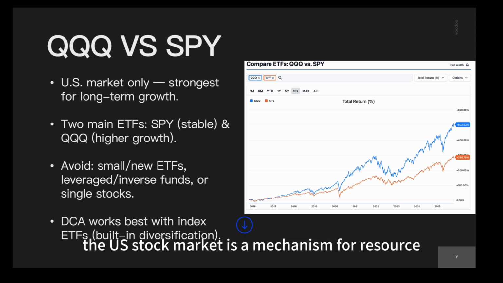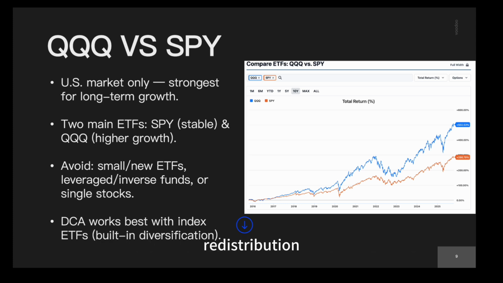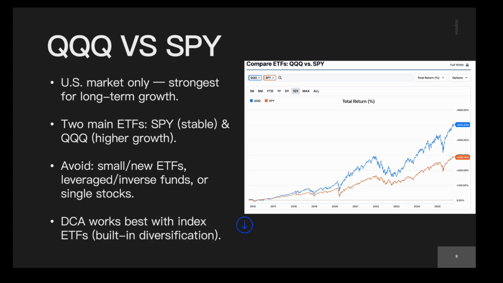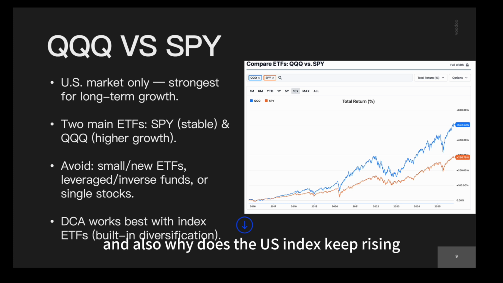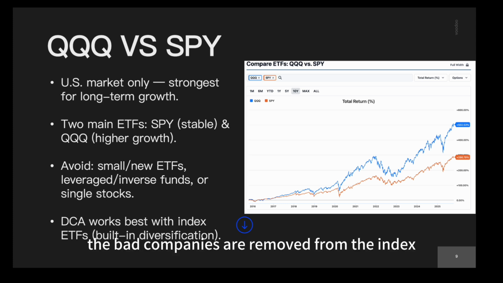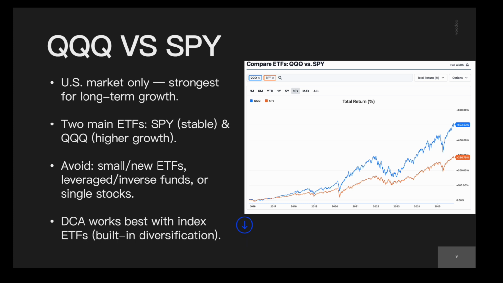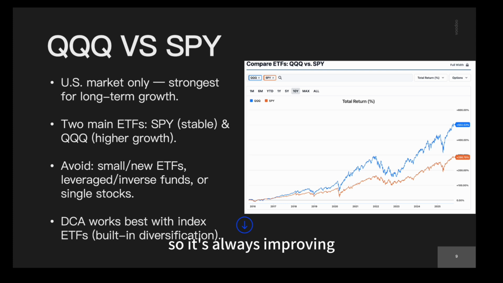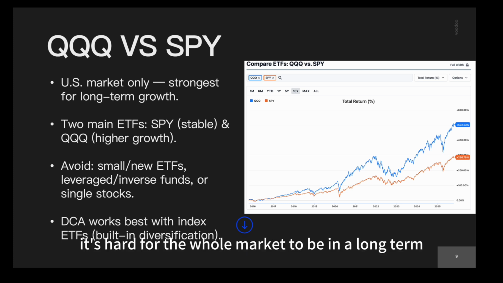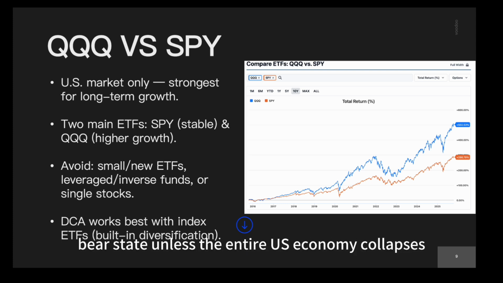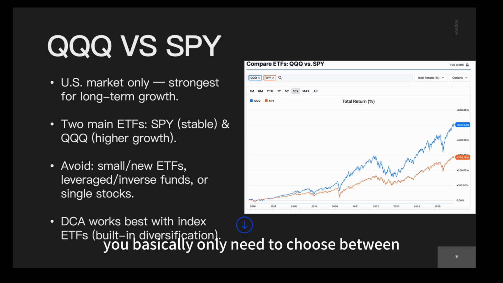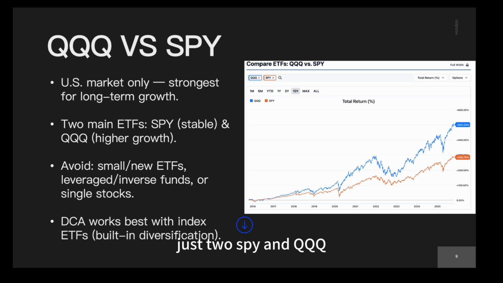The US stock market is a mechanism for resource redistribution, not just financing. That's why you can see solid long-term growth. And also, why does the US index keep rising? Because every year, the bad companies are removed from the index, from the S&P and the NASDAQ, and stronger companies replace them. So it's always improving. That's why it's hard for the whole market to be in a long-term bear state unless the entire US economy collapses outright. So you basically only need to choose between two major ETFs, just two, SPY and QQQ.